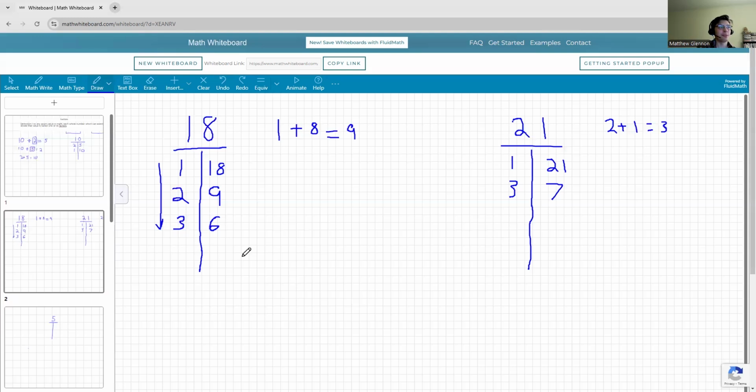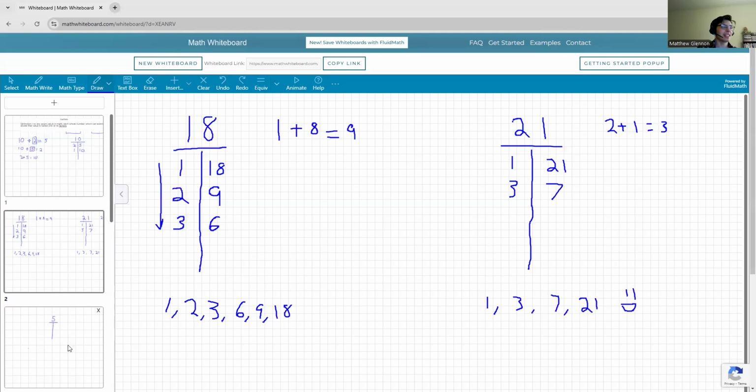Which means if we asked what the factors of these numbers are, we would say the factors of 18 are 1, 2, 3, 6, 9, and 18. And over here, the factors of 21 would just be 1, 3, 7, and 21. There we go. Now, there is a special case here, or a lot of special cases.